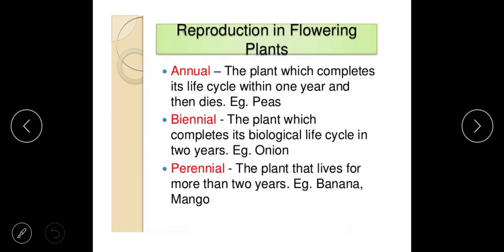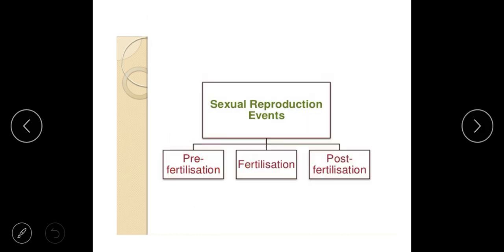Reproduction in flowering plants can be studied on the basis of their lifespan. Plants are classified here as annuals, biennials and perennials. Annuals complete their life cycle within a year. Biennials require 2 years for completing the life cycle, and perennials require many years.